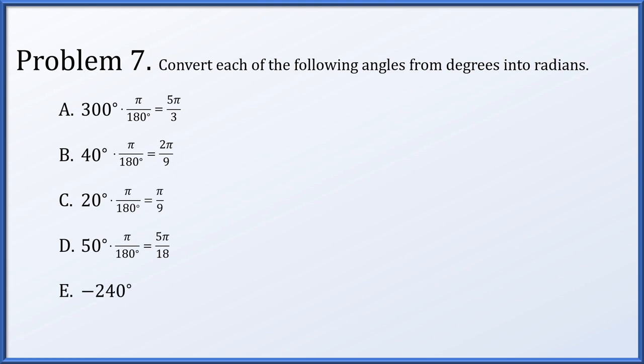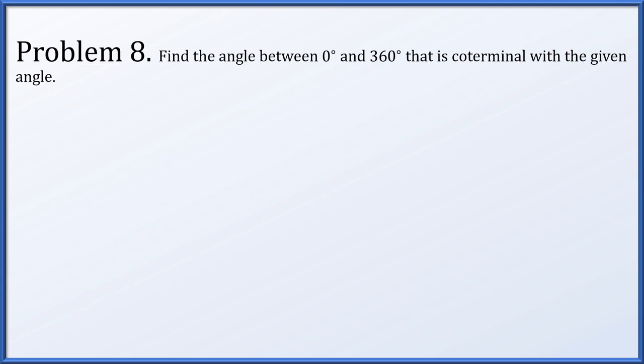And negative 240 degrees, just because there's a negative doesn't mean anything changes. Multiply by pi over 180, get negative 4 pi over 3 radians. Problem 8, find the angle between 0 and 360 degrees that is coterminal with the given angle.